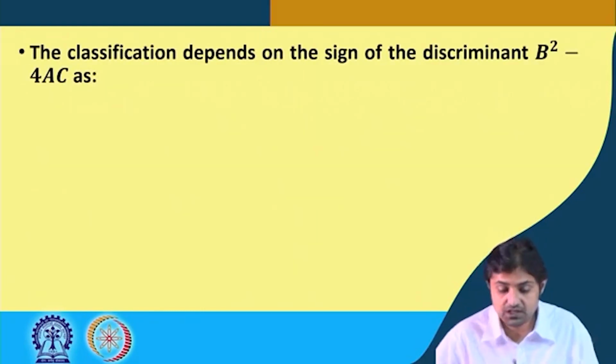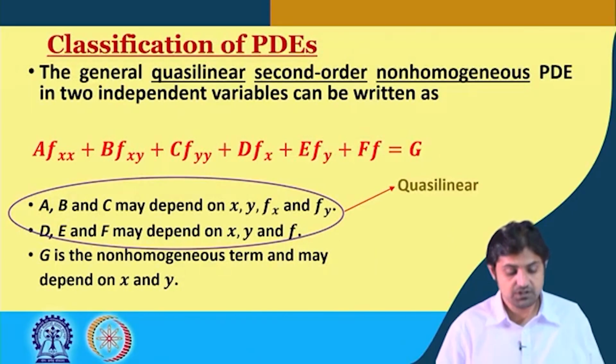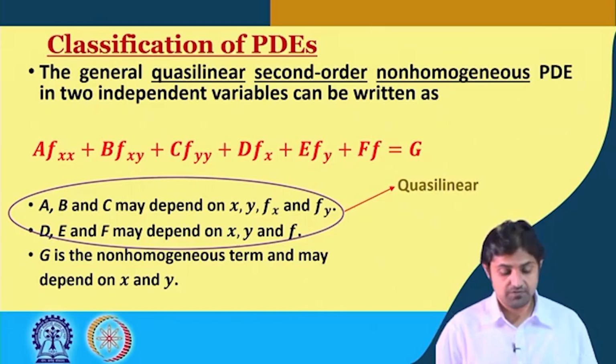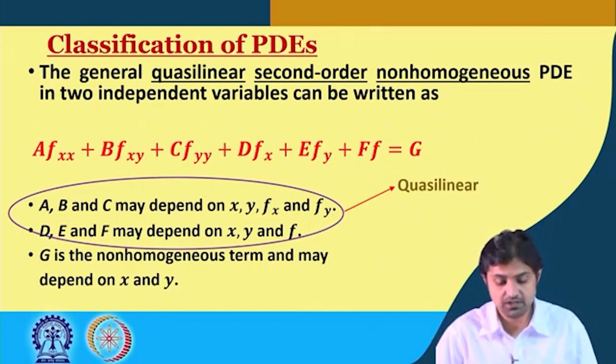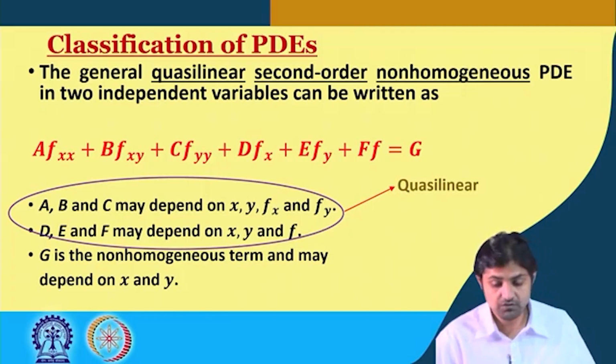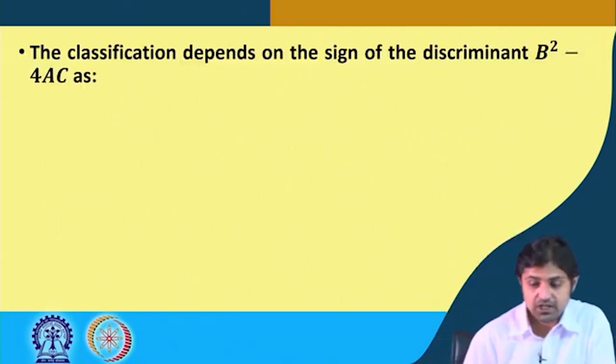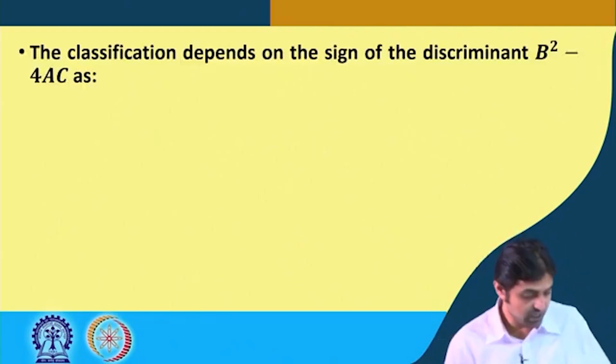So, the classification depends on the sign of the discriminant b square minus 4ac. In this particular equation, a f_xx plus b f_xy plus c f_yy plus d f_x plus e f_y plus f f is equal to g, the solution will depend on the value of b square minus 4ac. And how does it depend?